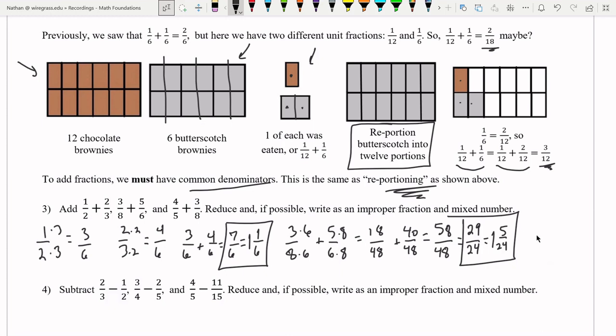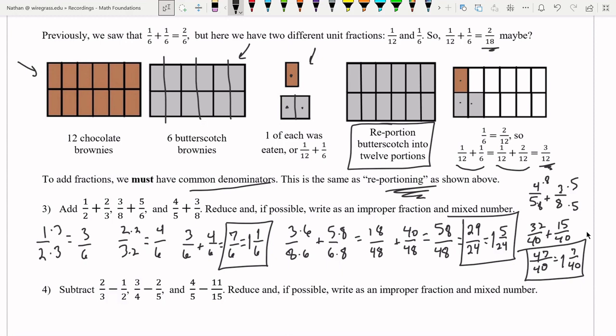For the last one, we have 4/5 plus 3/8. 8 times 5 is 40. So I can get times by 8, times by 5. That's going to give me 32 over 40 plus 15 over 40, which gives me 47 over 40, which is going to be 1 and 7/40 for that one.